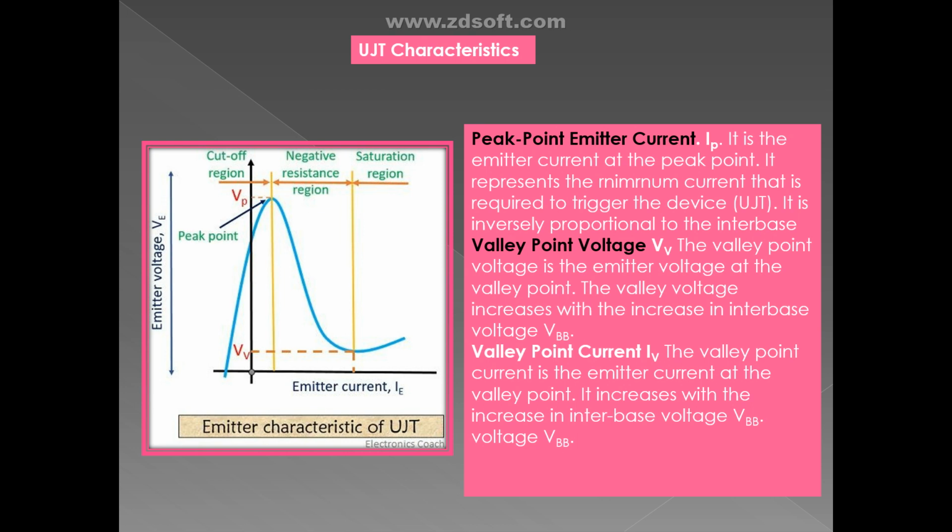Third one is the saturation region. This is the region beyond the valley point. The UJT is in on position. The emitter voltage is almost constant with increasing emitter current.